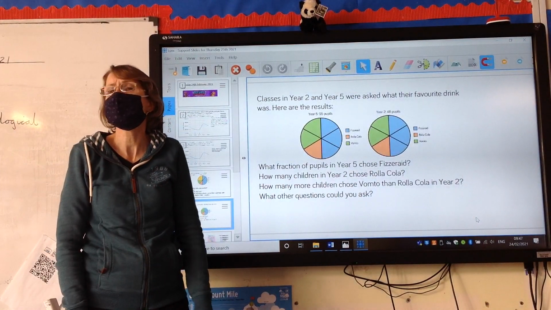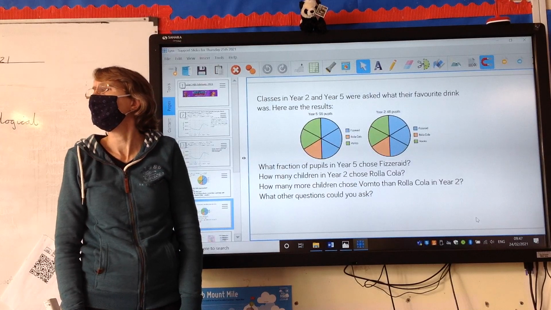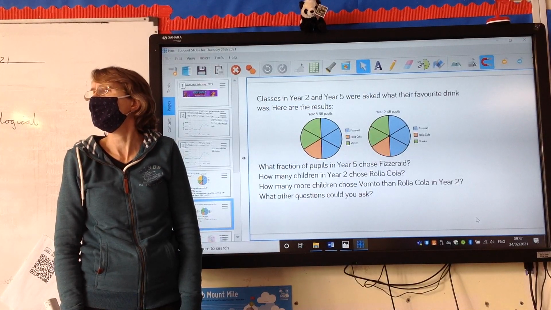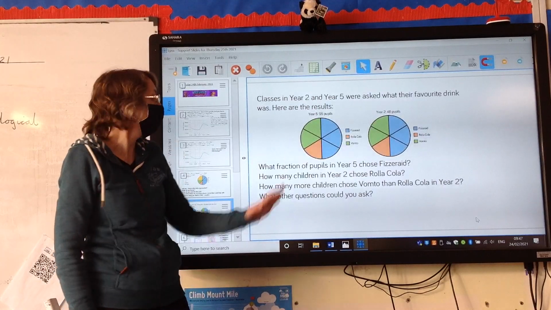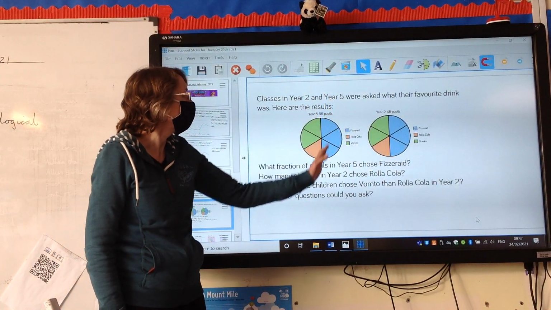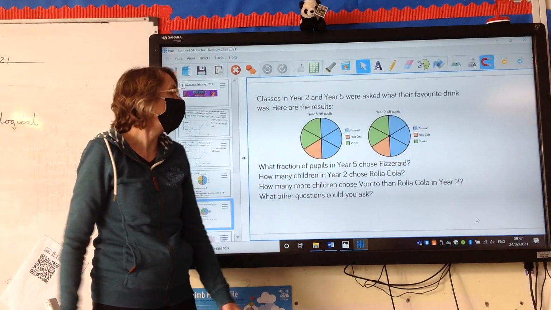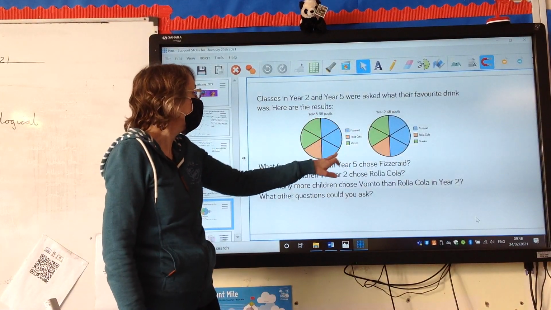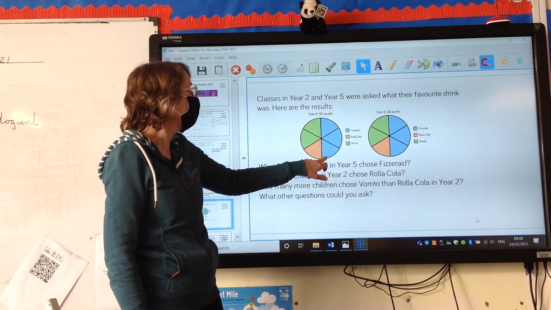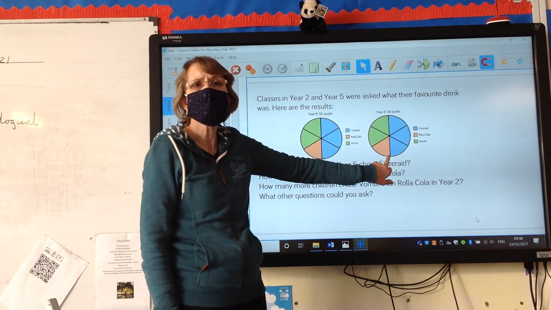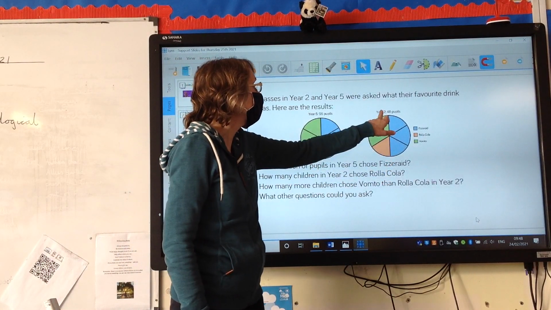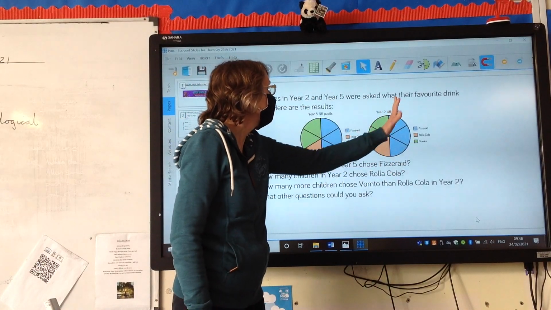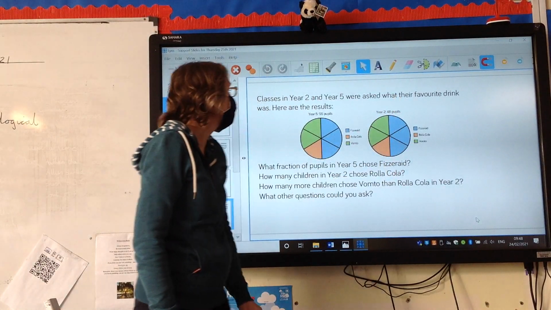48. How did you work that out? Because half of the pupils in year 5 are in the blue, and half of 96 is 48. Good. Well done. So we've got 48 pupils who like Fizz-Aid in year 5. What about in year 2? 24, because we only started with 48 pupils, so 24 pupils like Fizz-Aid.